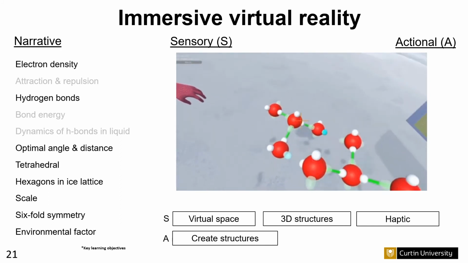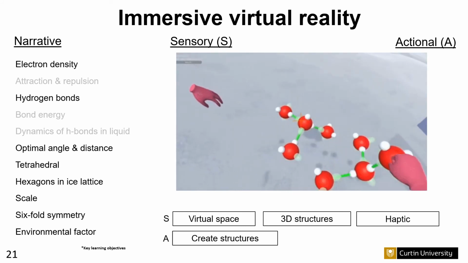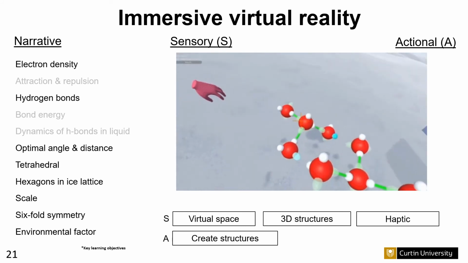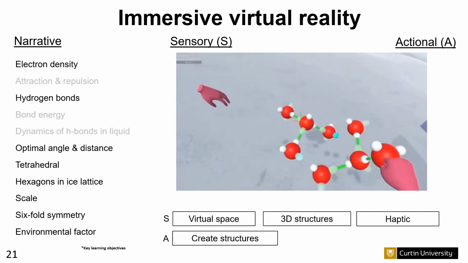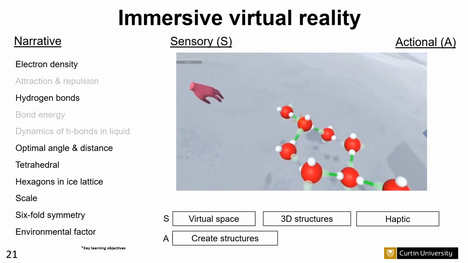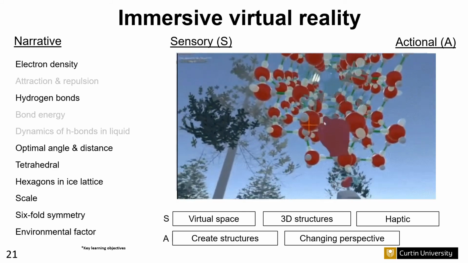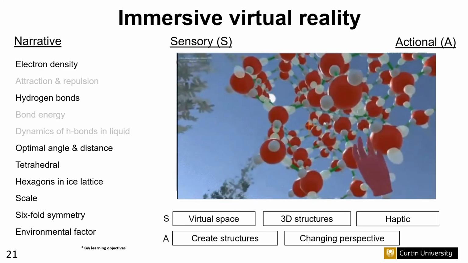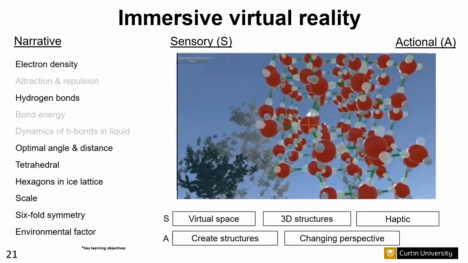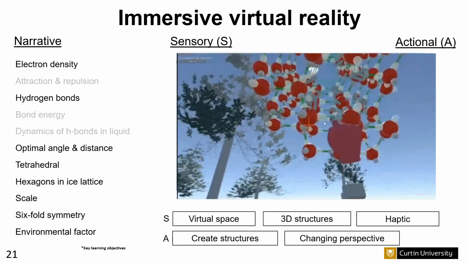So you can see here students try different angles and different positions to connect two clusters of water molecules before they can see, aha, the hexagons. And then they can also change perspective, so picking up the snowflakes and then trying to match them with the hexagonal pattern in the ice lattice, like that.